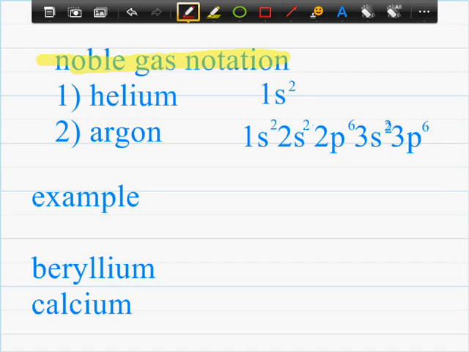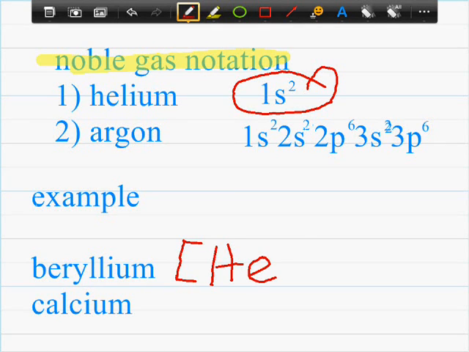Now, helium has a notation of 1s2. So if you were to write the electron configuration for any element that's in the period after helium, such as lithium, beryllium, boron, carbon, etc., instead of writing out the 1s2 at the beginning, all you would really have to do is write out helium's atomic symbol in brackets. And then add on anything extra that needs to go after.